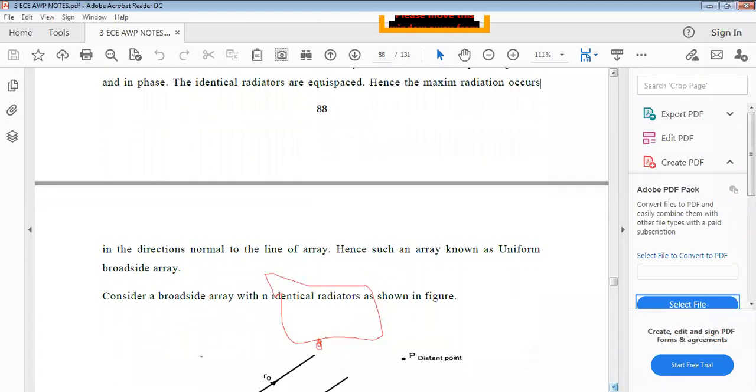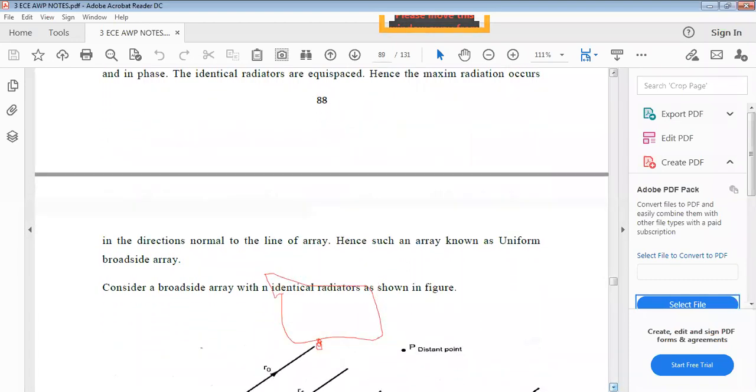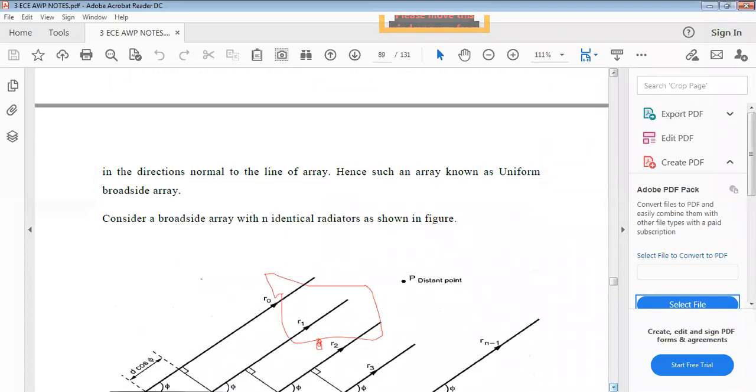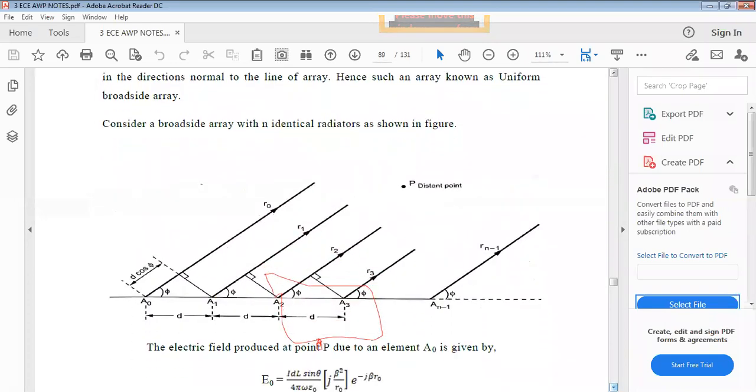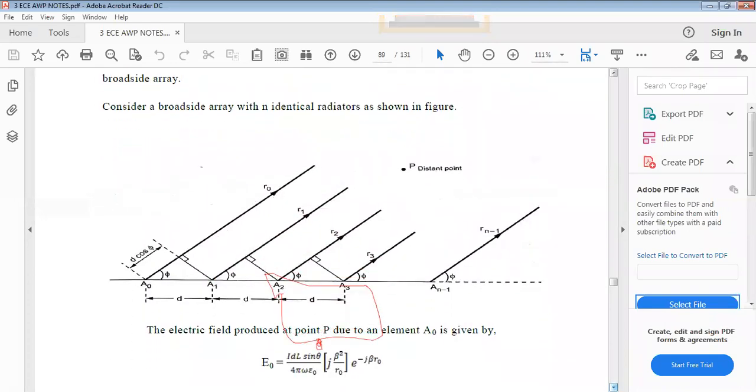See here, consider a broadside array with n identical radiators as shown in the figure. But this broadside array and end-fire array are not asked so far in the final examination. Directly and frequently they ask the derivation for the n element uniform linear array. Just for the information, just listen. It is very easy.